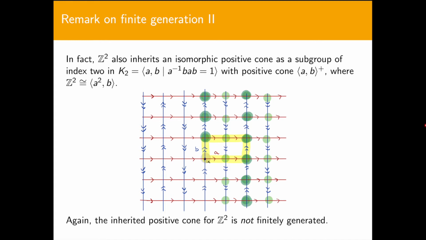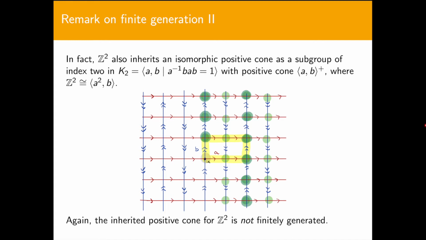So if this Cayley graph was Z squared, then if you took only positive elements in the A and B axis, you would see that it would only cover the upper right half of the Cayley graph, right? But because we're in the Klein-Bottle group, A and B are enough to cover about half of the Klein-Bottle group.